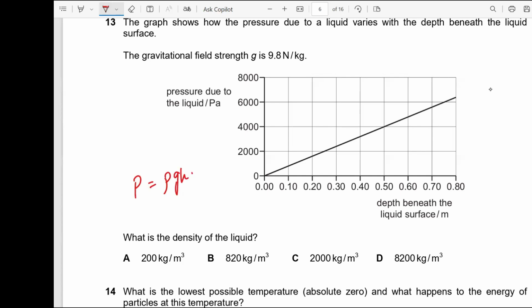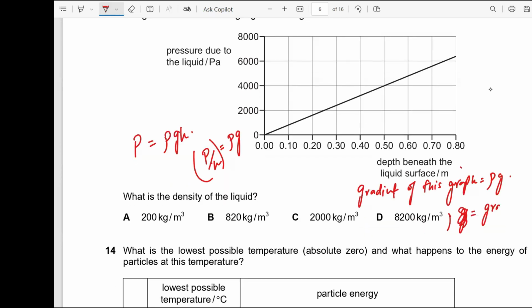आपके पास pressure और depth का graph था, so pressure over depth is equal to rho g. So the gradient of this graph is equal to rho g. Gradient of this graph over g will give you the answer, and the answer comes out to be B.